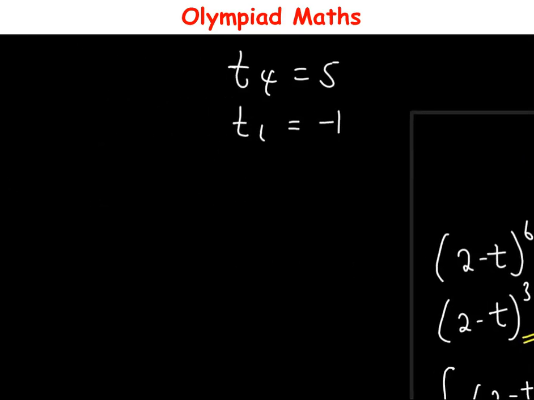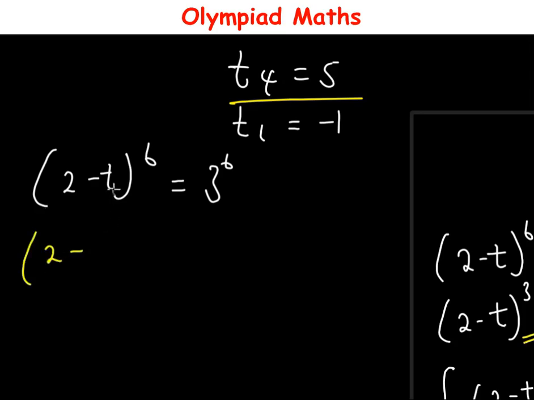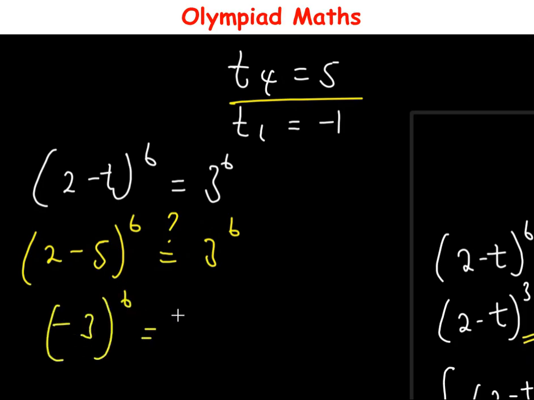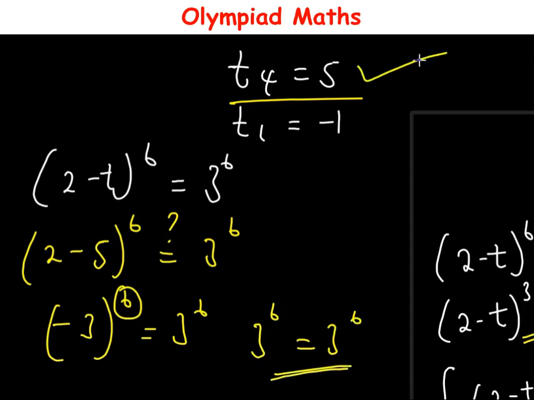So the question, which is in brackets 2 minus t all raised to the power 6 equals 3 raised to the power 6. So for t4 which equals 5, in bracket 2 minus 5, all raised to the power 6 equals 3 raised to the power 6, question mark. 2 minus 5 is minus 3 all raised to the power 6, which is equal to 3 raised to the power 6. Since the power is even, the answer will be 3 raised to the power 6 is equal to 3 raised to the power 6. And as you can see, t4 which is 5 is the correct solution.